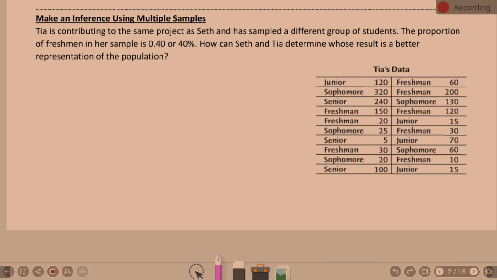Because what do we know? They just told us Tia's was 40%. What did we come up with for Seth and freshmen? That was 20%. That's kind of different. You know, I think of 20% close to a quarter and 40% close to half. That's kind of different. Thoughts? How can they determine whose result is better?